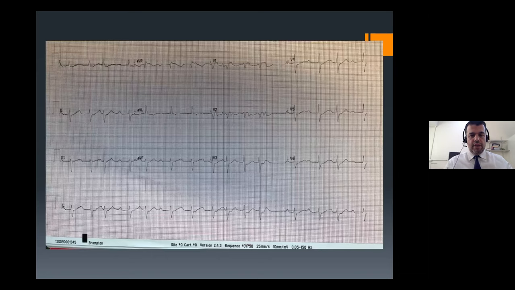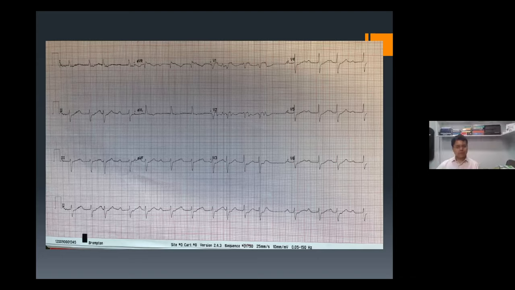This was his original ECG, and Rakesh, I don't know whether you want to comment on that. Yeah, so if you look at the rhythm strip here, these little complexes here represent atrial activity, and these larger complexes represent ventricular activity.